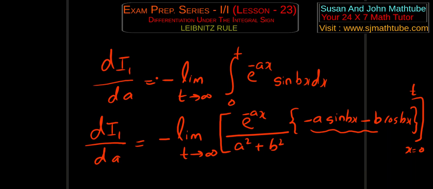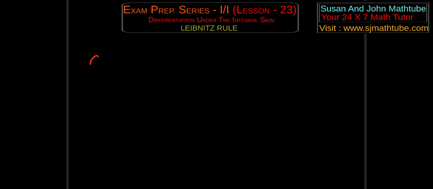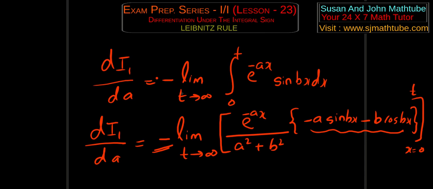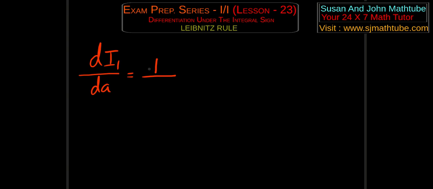Now this minus comes outside and there is a minus outside, so it will be positive. So we get dI1 by dA is equal to 1 by a square plus b square. And when you plug in the limits, I'm going to leave all those steps for you. You do it yourself. And after some time, if your answer is correct, you will get minus b by a square plus b square. So check whether you're getting the right answer or not.